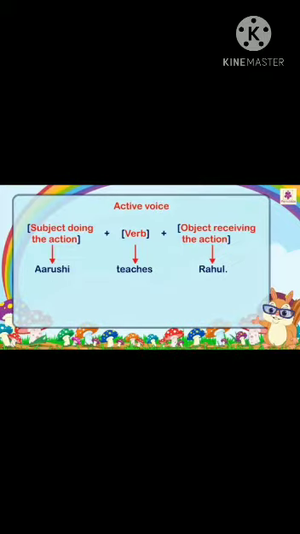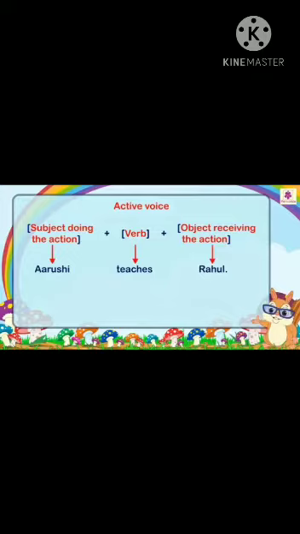Clear, students? Now see, in active voice, subject plus verb plus object. Like this we write a sentence in active voice. कैसे लिखते हैं? पहले subject आता है, फिर verb और फिर object. Subject is the person who is doing the action. जो कर रहा है. Verb. See for example, Arushi. Arushi is subject, means she is doing that work. After that, verb. Teaches. Teaches is verb. What is verb? Action word is called verb.